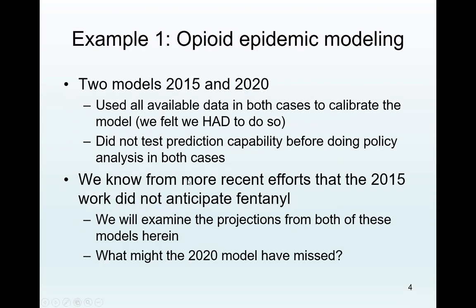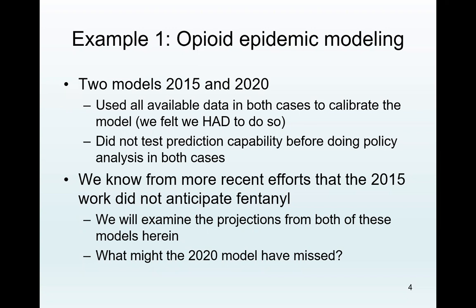So the opioid epidemic modeling work that I've done in collaboration with many others, including Jack Homer, importantly, two models. Back in 2015, we published a paper. And then again in 2020, Jack and I published a paper with a very much enhanced, improved model, in our opinion, anyway. And we used all the available data to calibrate the model. We felt that we just had to do that. All the interesting stuff was going on right now. So every data point we could get influenced our thinking about how the model should work. And so we didn't test the prediction capability.